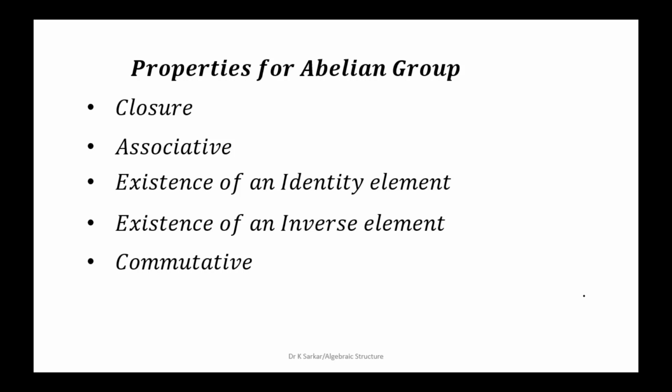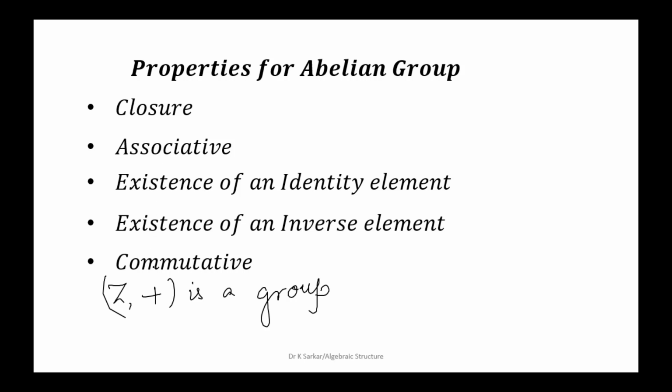Properties for an algebraic structure to be an abelian group are closure, associative, existence of an identity element, existence of an inverse element, and commutative. We have seen that Z plus is a group, that is, all these four properties are satisfied.